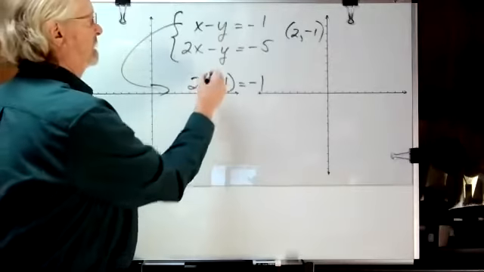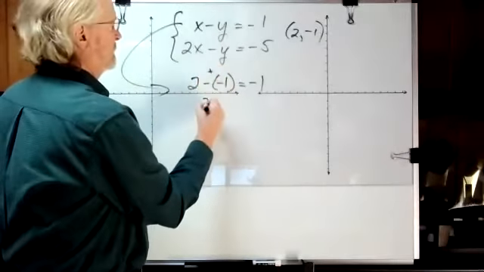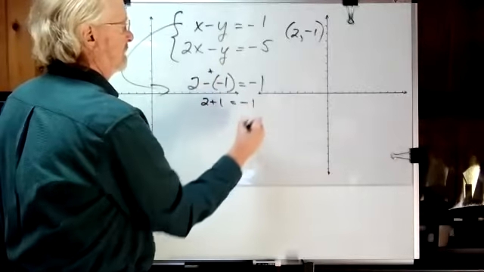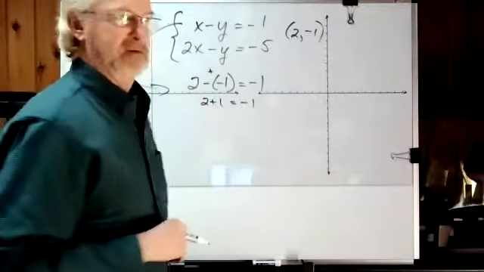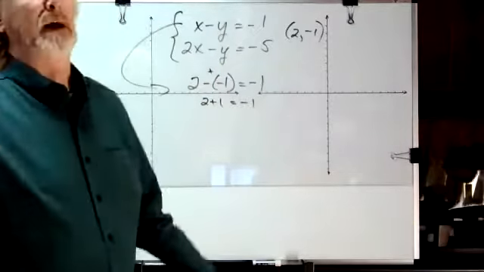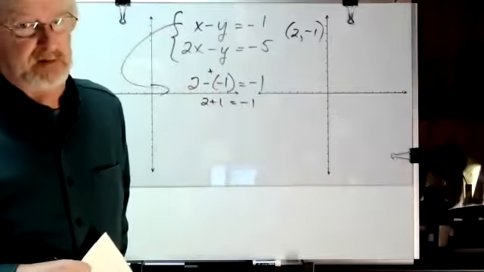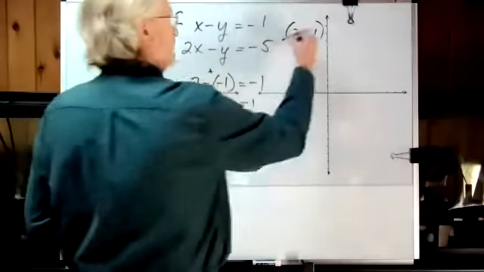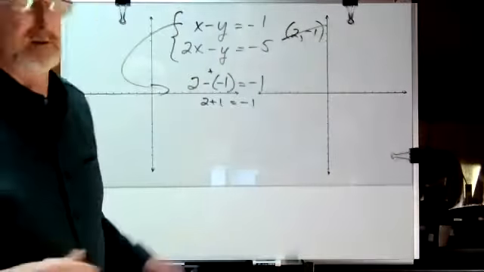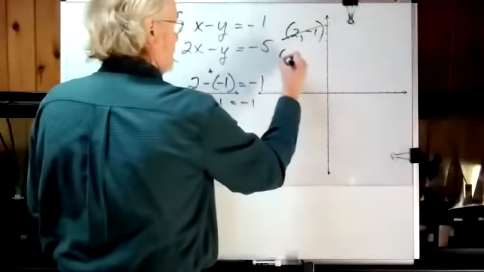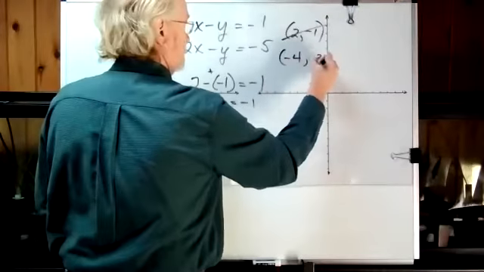So minus a minus, that's +1, right? 2 + 1. That doesn't equal -1. Right away, I didn't even have to check the second equation. That one's not going to work. That is not a solution. Let's see if they give us one here that does work.